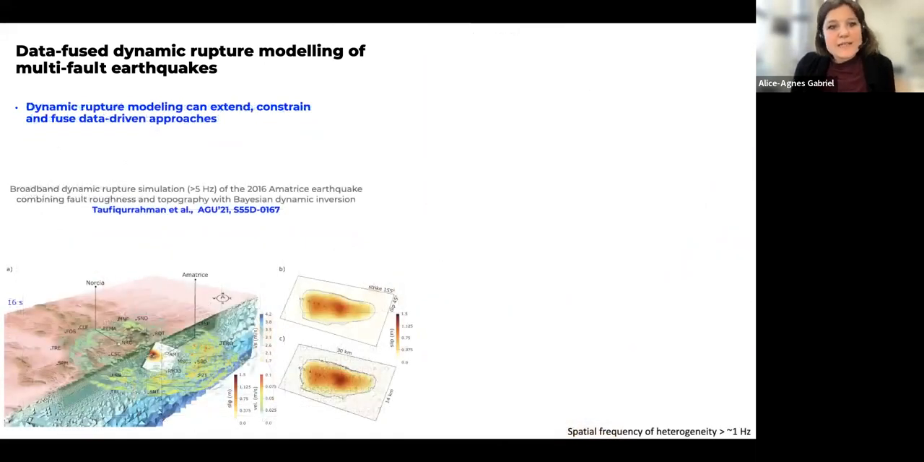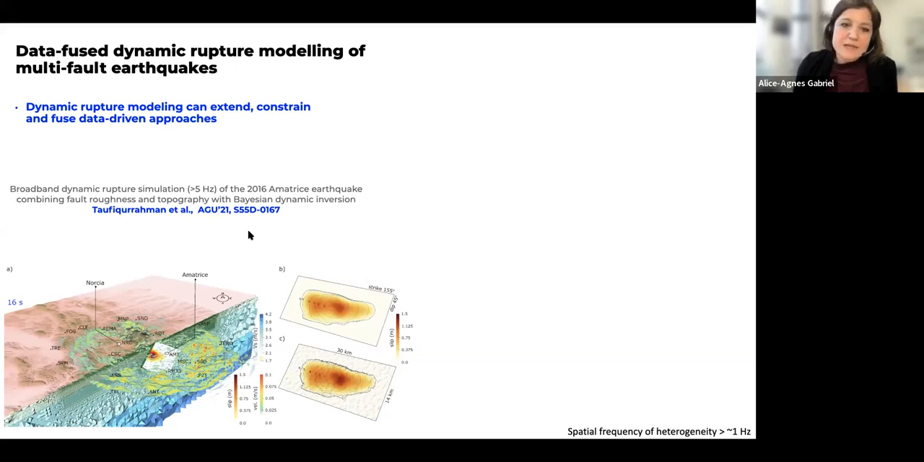We can also extend, constrain, and fuse data-driven approaches. Here is an example that links back to the FEAR seminar of František Gallovič, who talked about Bayesian dynamic source inversion, using dense strong ground motion recordings of the 2016 Amatrice earthquake to invert for the initial conditions that govern dynamic rupture models.